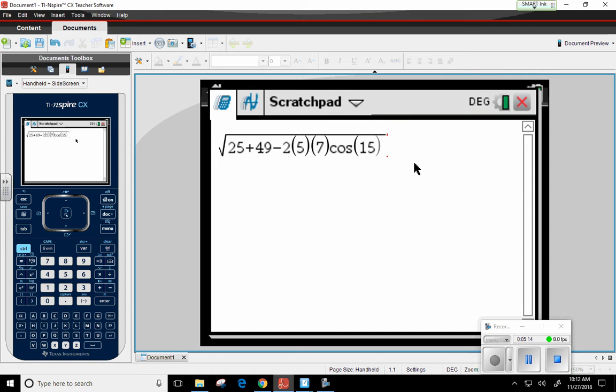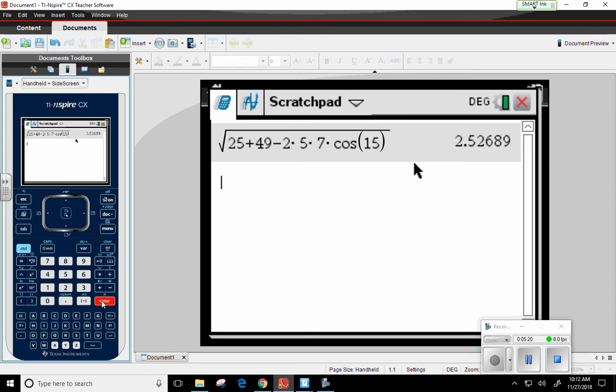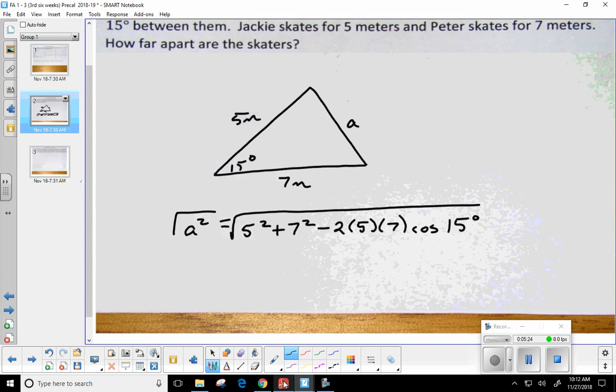How many meters am I looking at when I push enter? Hearing a few people whisper, about 2.5 meters. Okay. So A is about 2.5 meters. They are apart from each other. How many people had that right before we talked about it? Good, good, good.